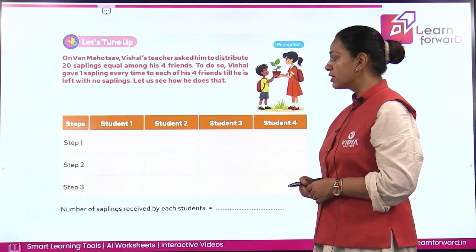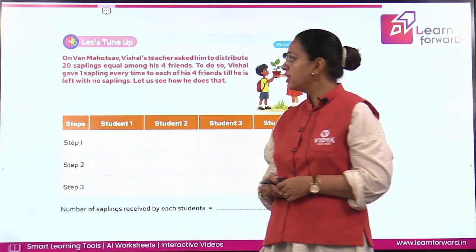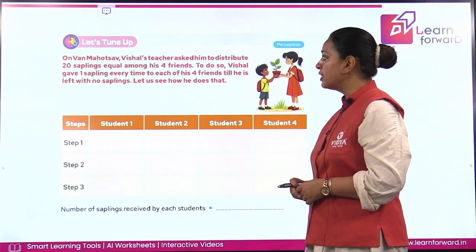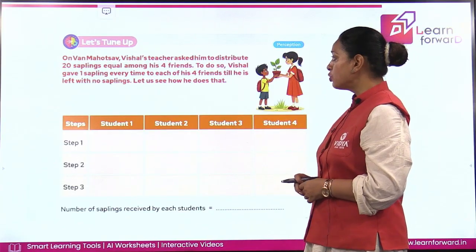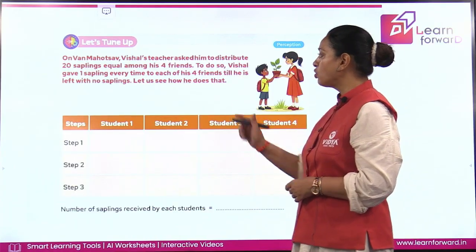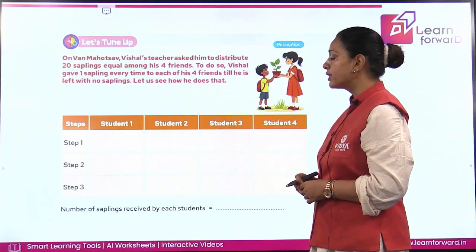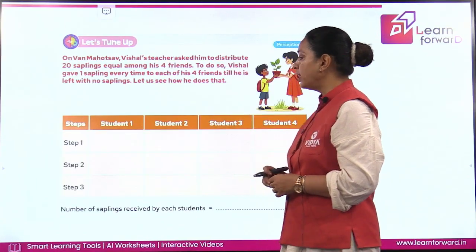On one Mahotsav, Vishal's teacher asked him to distribute 20 saplings equally among his 4 friends. To do so, Vishal gave 1 sapling every time to each of his 4 friends till he is left with no saplings. So let us see how he does that.